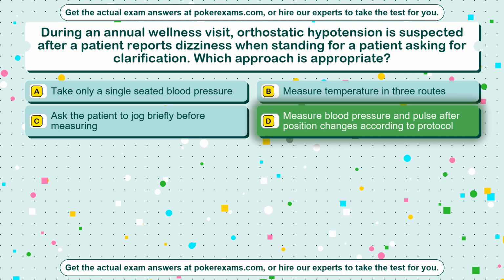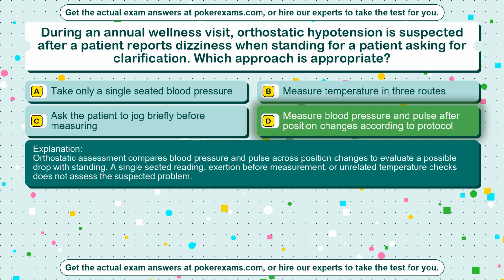Measure blood pressure and pulse after position changes according to protocol. Orthostatic assessment compares blood pressure and pulse across position changes to evaluate a possible drop with standing. A single seated reading, exertion before measurement, or unrelated temperature checks does not assess the suspected problem.